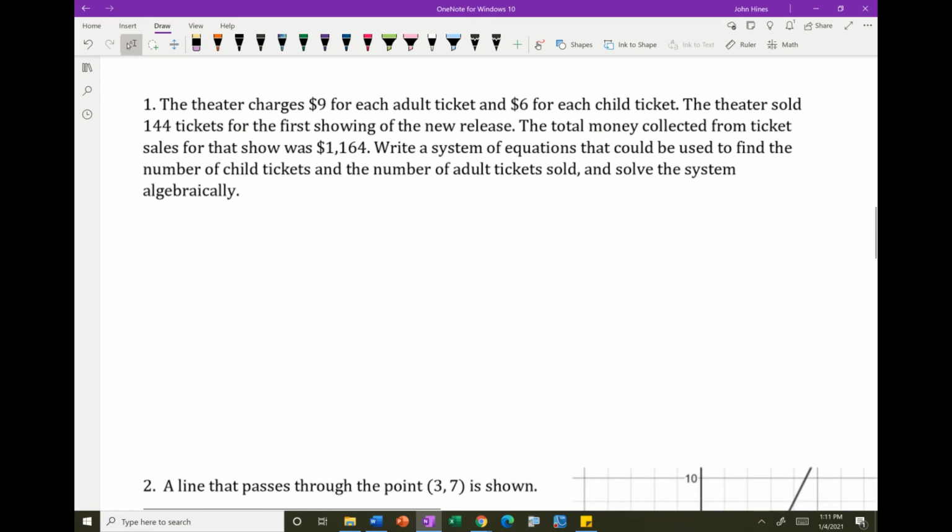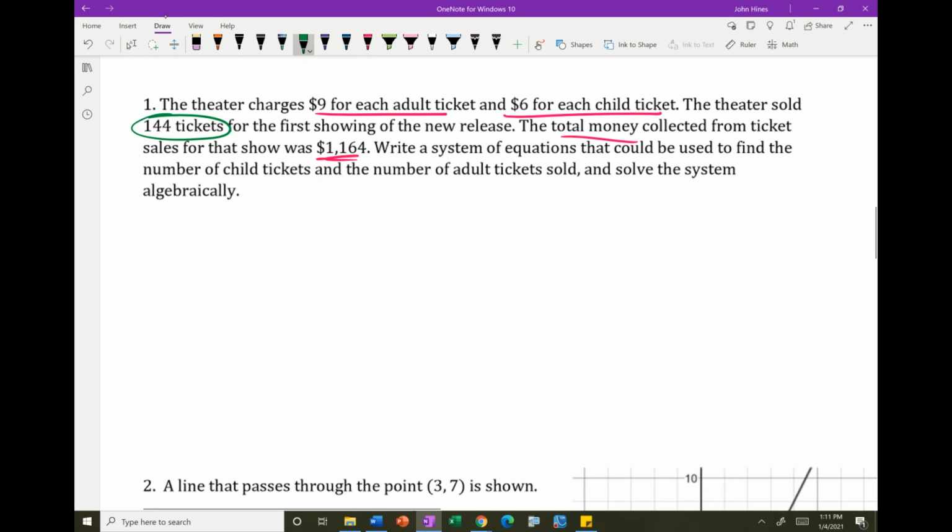All right, a theater charge. We've done something like this before. The theater charge is $9 for an adult ticket, $6 for a kid ticket, 144 tickets. That's a different color because that's not money. There's their total money. So write a system of equations and solve.